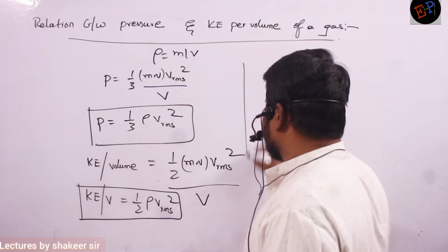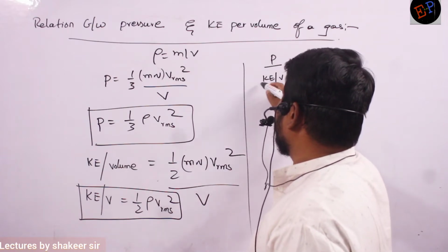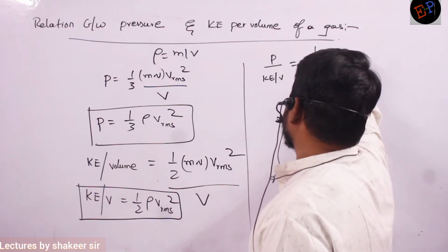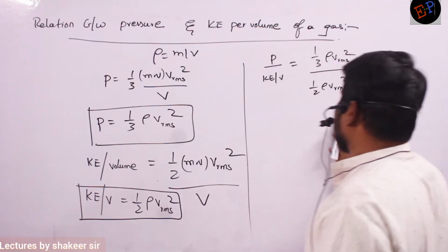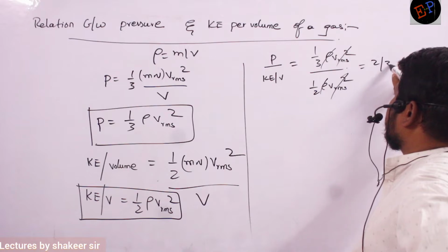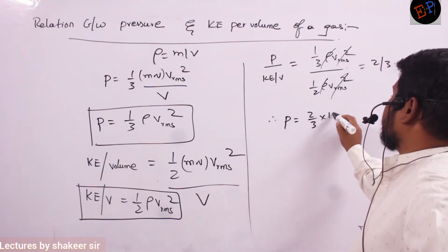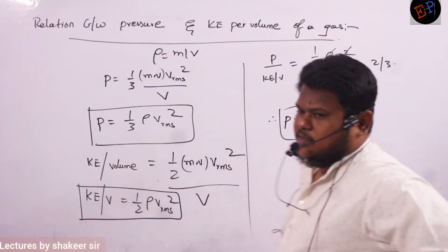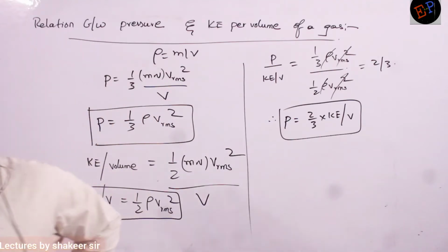So divide the first equation by the second equation. Pressure divided by kinetic energy per unit volume of a gas is equal to 1 by 3 rho v RMS square divided by 1 by 2 rho v RMS square. Clear? So rho v RMS square and rho v RMS square get cancelled. So therefore it is 2 by 3. So pressure is equal to 2 by 3 times the kinetic energy per unit volume of a gas. This is the relation between pressure and kinetic energy per unit volume of a gas.